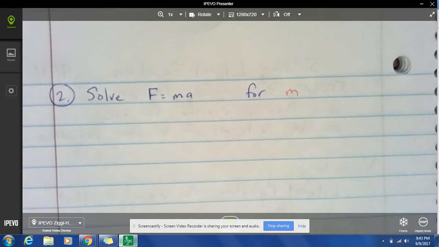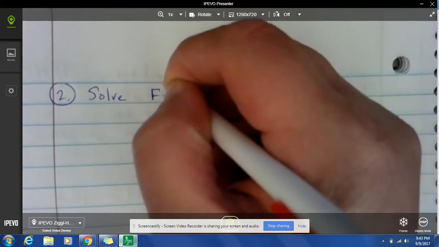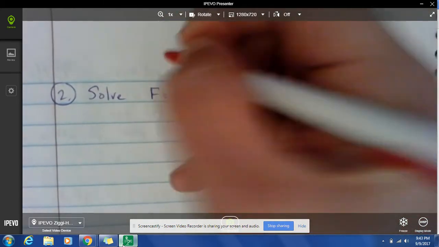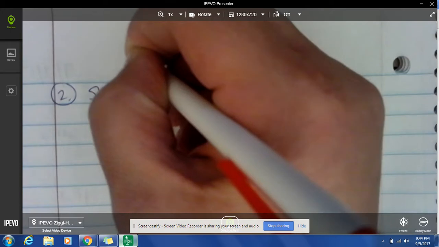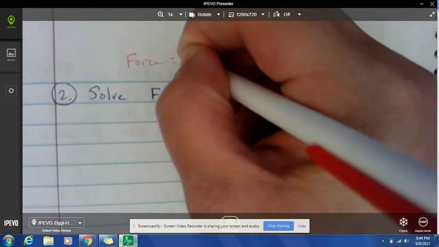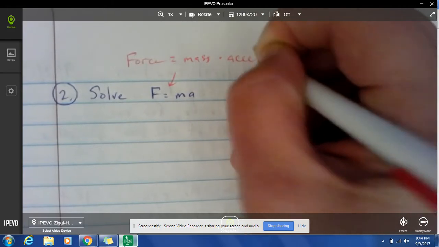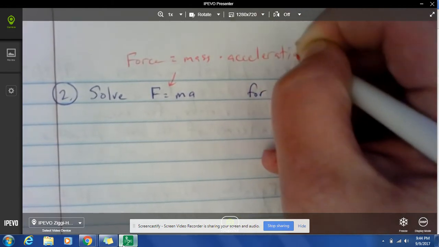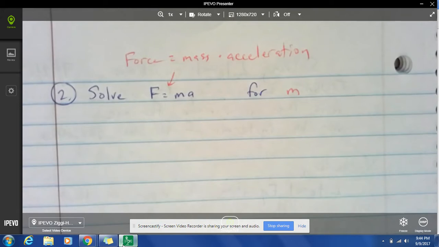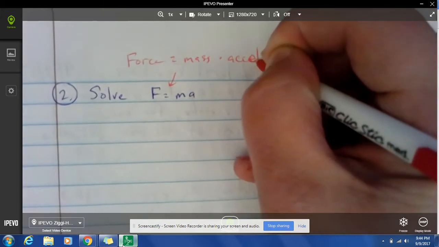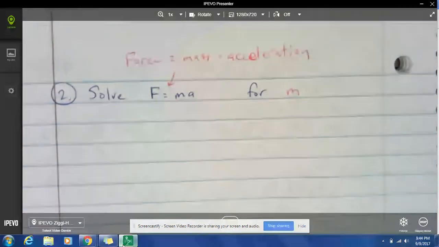So let's take this equation, for example. This is an equation that's used in physics a lot. This right here, this is the force equation. What this is saying is force equals mass times acceleration. I hope I'm spelling acceleration correctly. Pretty sure I am. A-C-C-E-L-E-R-A-T-I-O-N. So force equals mass times acceleration. That's a very popular equation in physics.